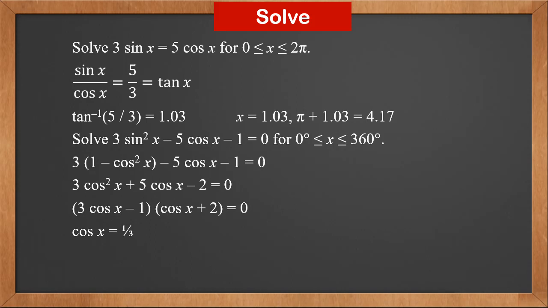But cosine x is between minus 1 and 1. So only 1/3 is valid. Inverse cosine 1/3 is 70.5 degrees. Since x is between 0 and 360 degrees, x is 70.5, or 360 minus 70.5 degrees.